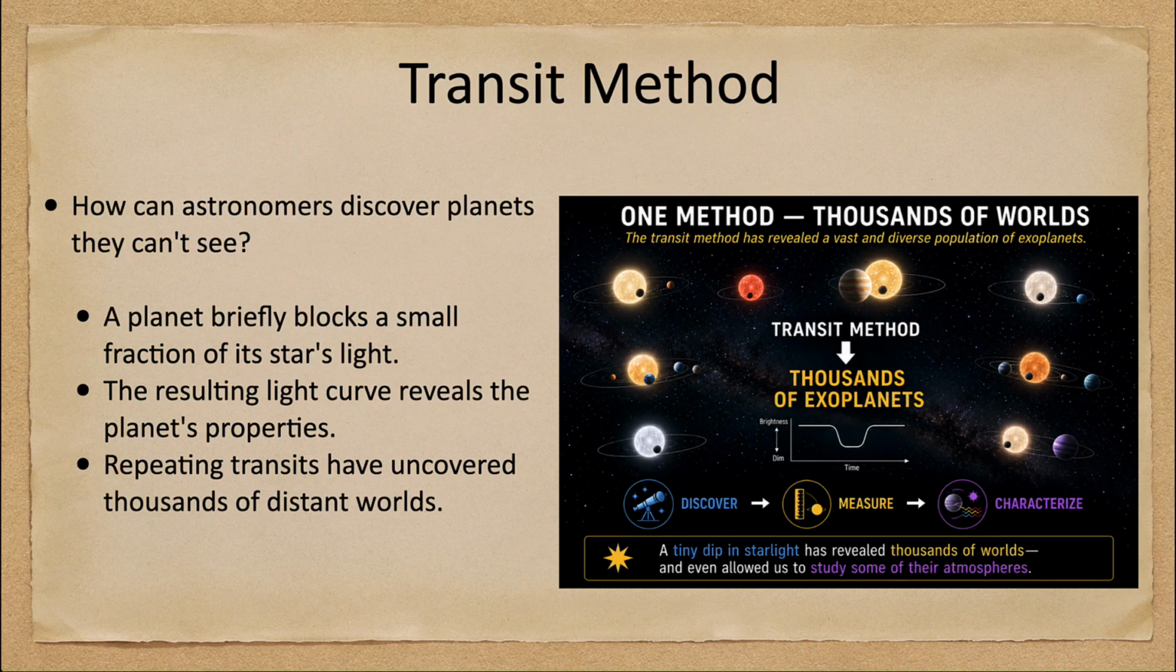Some are rocky worlds similar to Earth. Others are giant planets larger than Jupiter. For some of these planets, astronomers can even study their atmospheres as starlight passes through the thin layers of gas surrounding them. One simple method has revealed thousands of exoplanets.